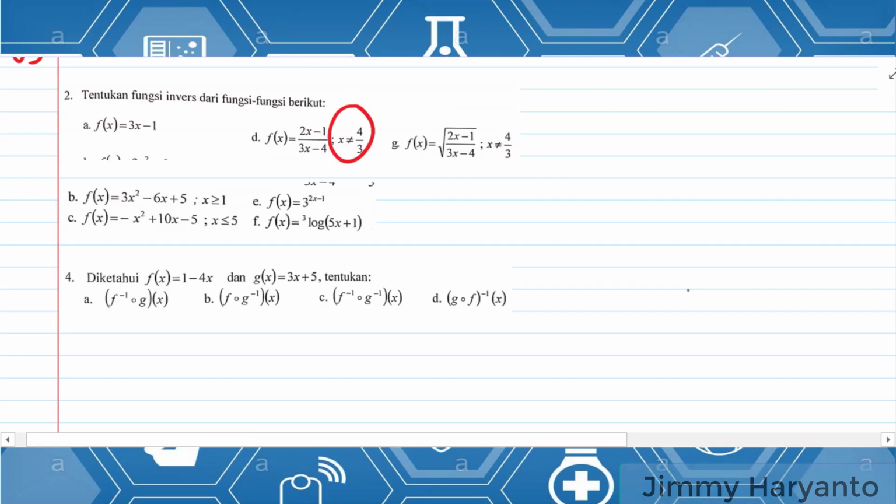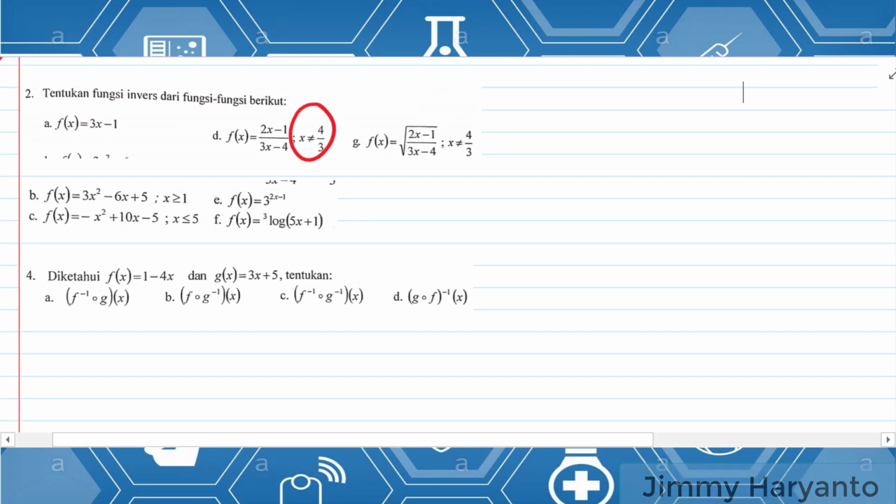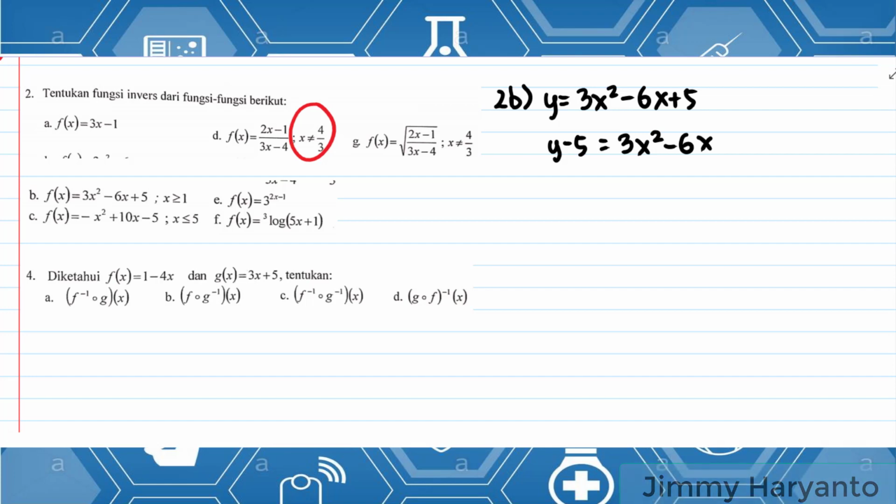Oh no, we just skipped the 2b. So sorry, go back to 2b. 2b, y equals to 3x squared minus 6x plus 5. Okay, first I will move the 5, y minus 5 equals to 3x squared minus 6x, and then I want to make this x squared into 1x squared, so I divide them all by 3. I will get y minus 5 over 3. Remember, when you are completing the square, the coefficient of x squared needs to be 1. That's why I divide them by 3.